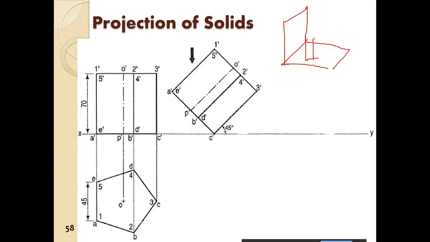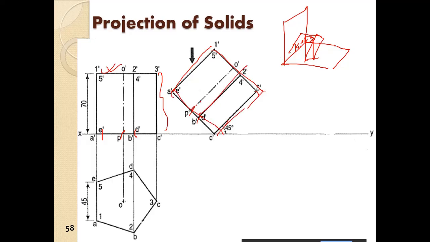Initially the prism was standing like this. Now it is inclined at an angle of 45 degrees. So this figure we have to rotate by 45 degrees. You can draw a 45 degree line, take this measurement and mark an arc here. You take these measurements, mark arcs here, and then you can draw the projections.